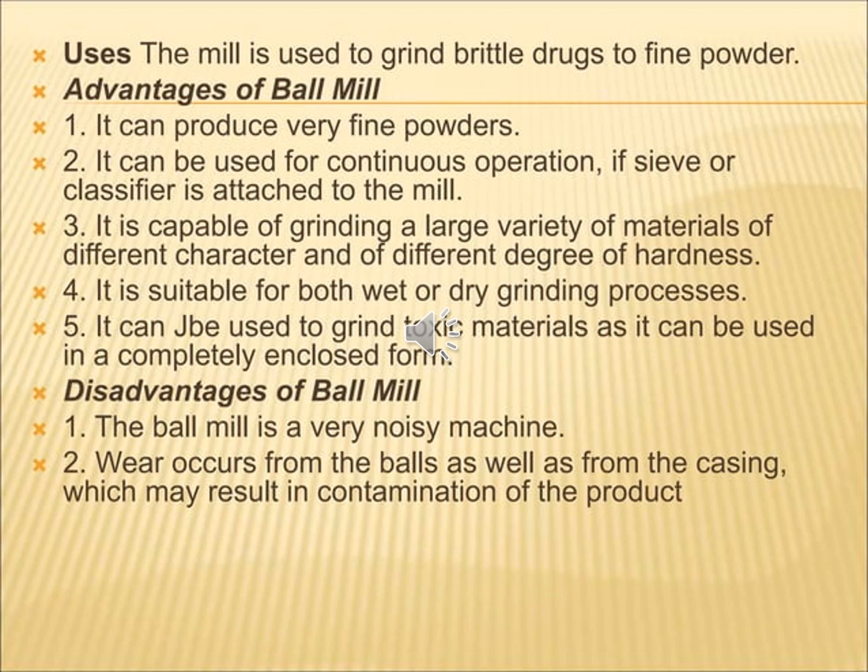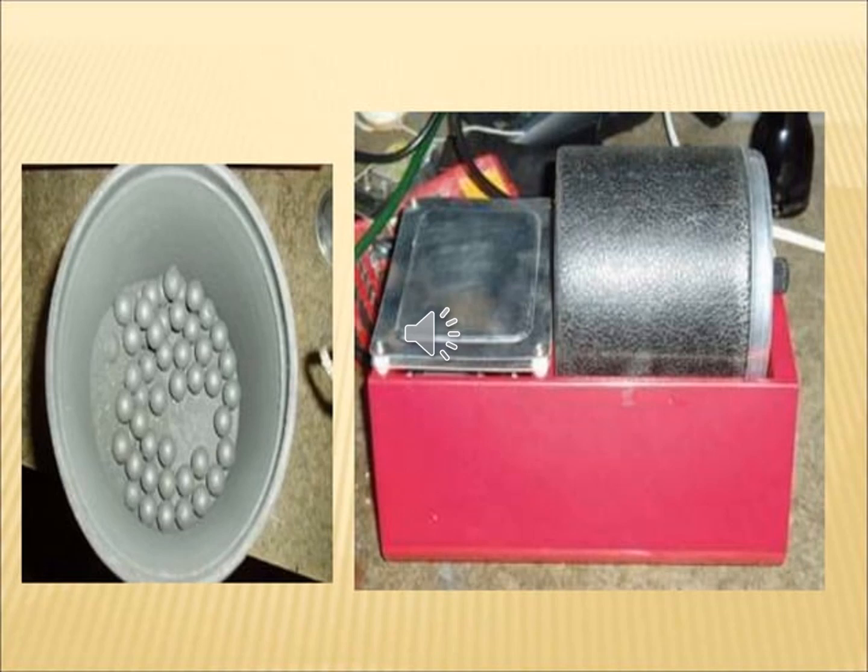Fifth, it can be used to grind toxic material as it can be used in a completely enclosed form. Disadvantages: first, the ball mill is a very noisy machine. Second, wear occurs from the balls as well as from the casing, which may result in contamination of the product. This is the diagram of the ball mill.